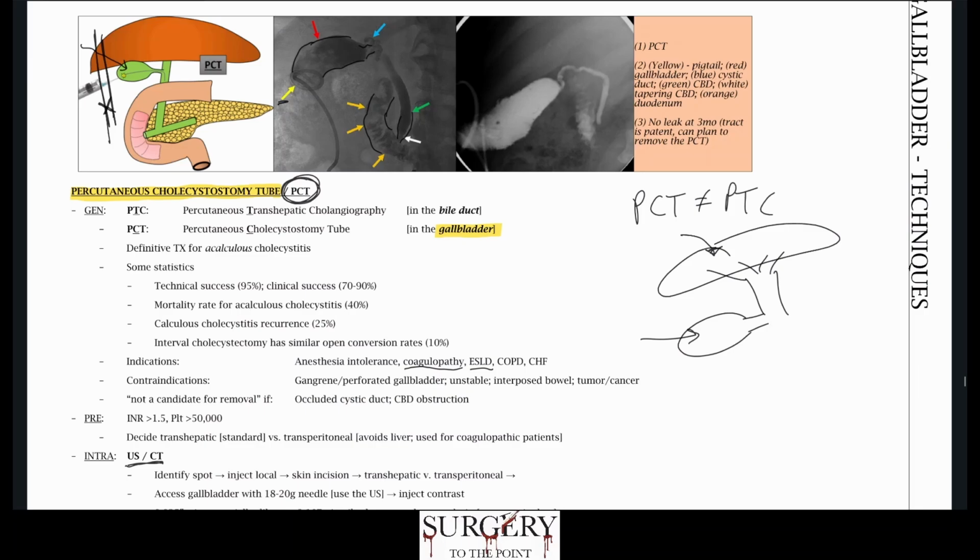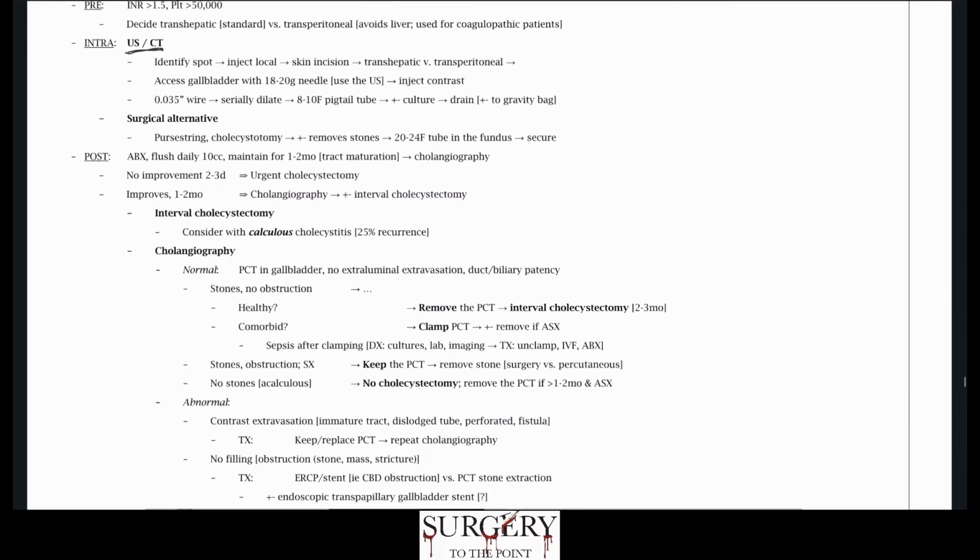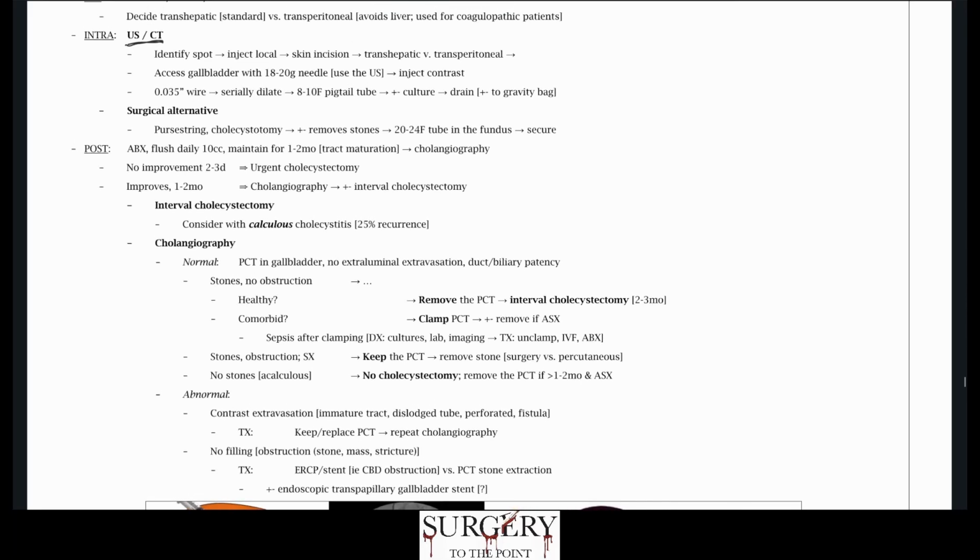This is a patient that had a PCT placed, but at the 3-month mark, they underwent a tube study or a contrast study, meaning that they had this tube in place and they put contrast down and they were looking to see if that cystic duct was patent. And indeed, the cystic duct was patent. I won't spend too much time on the intraoperative technique for a PCT. However, it's important to keep in mind, regardless of if you're performing these PCTs or not, is the postoperative care.